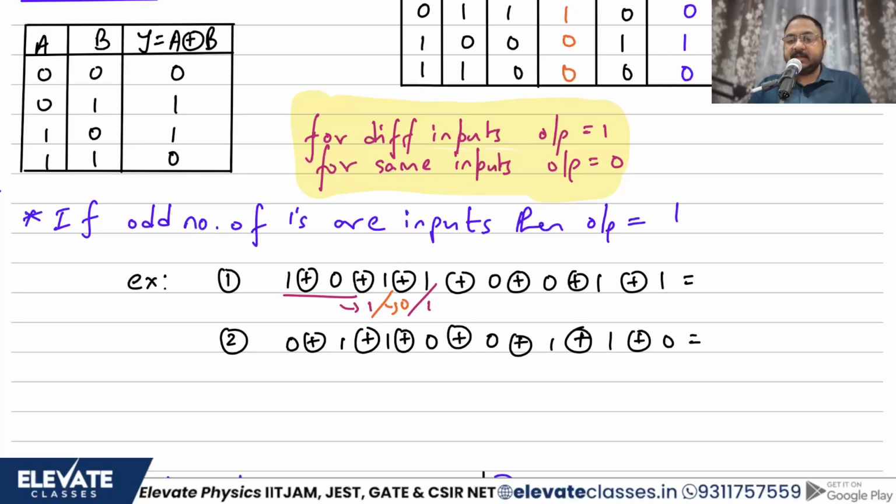Next 1 and 0, different inputs, output should be 1. Correct? This 1 and this 0 XOR together, different inputs, output is again 1. And then 1 and 1 together, what will I have? Same inputs, output will be 0. Again this 0 and 1, different inputs, output will be 1. So this is the original way of solving this.